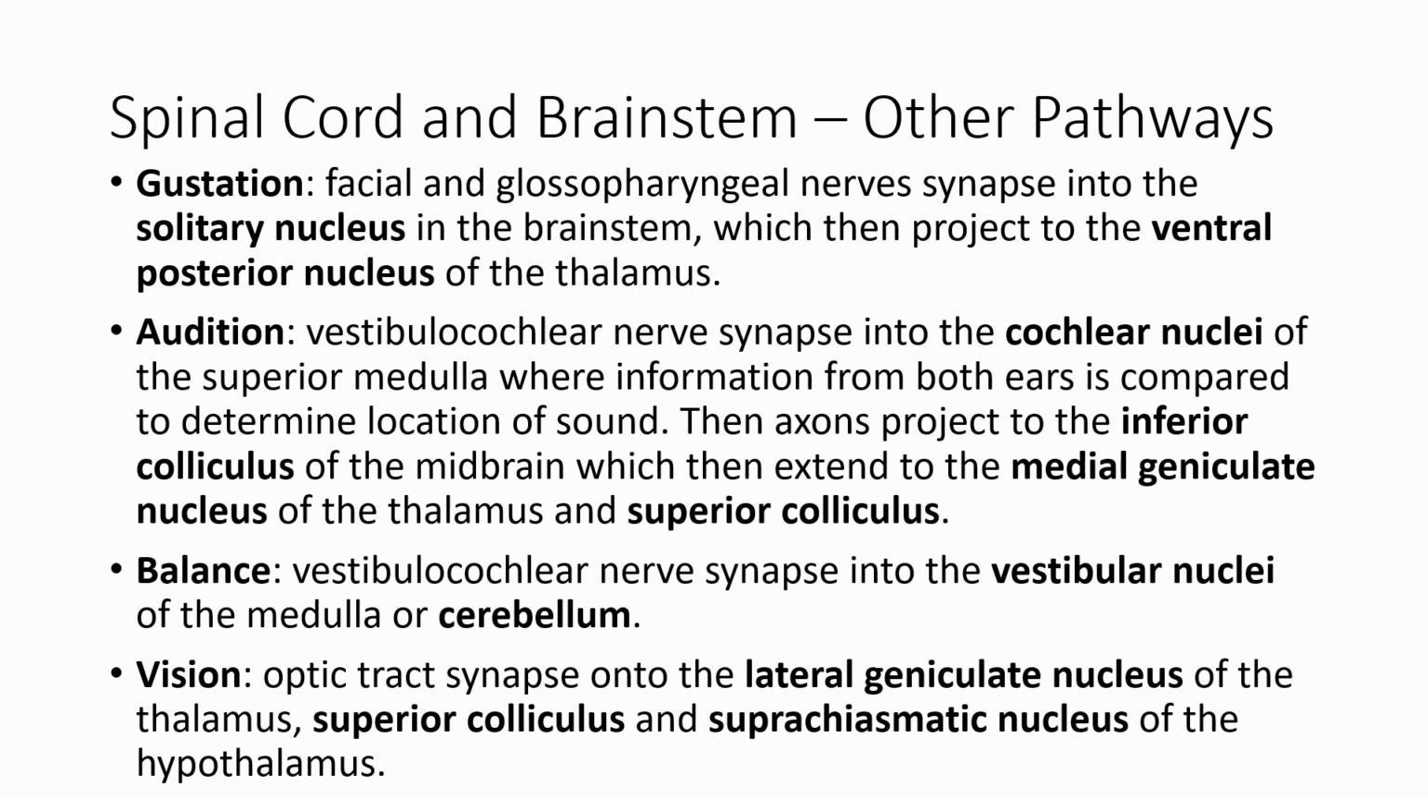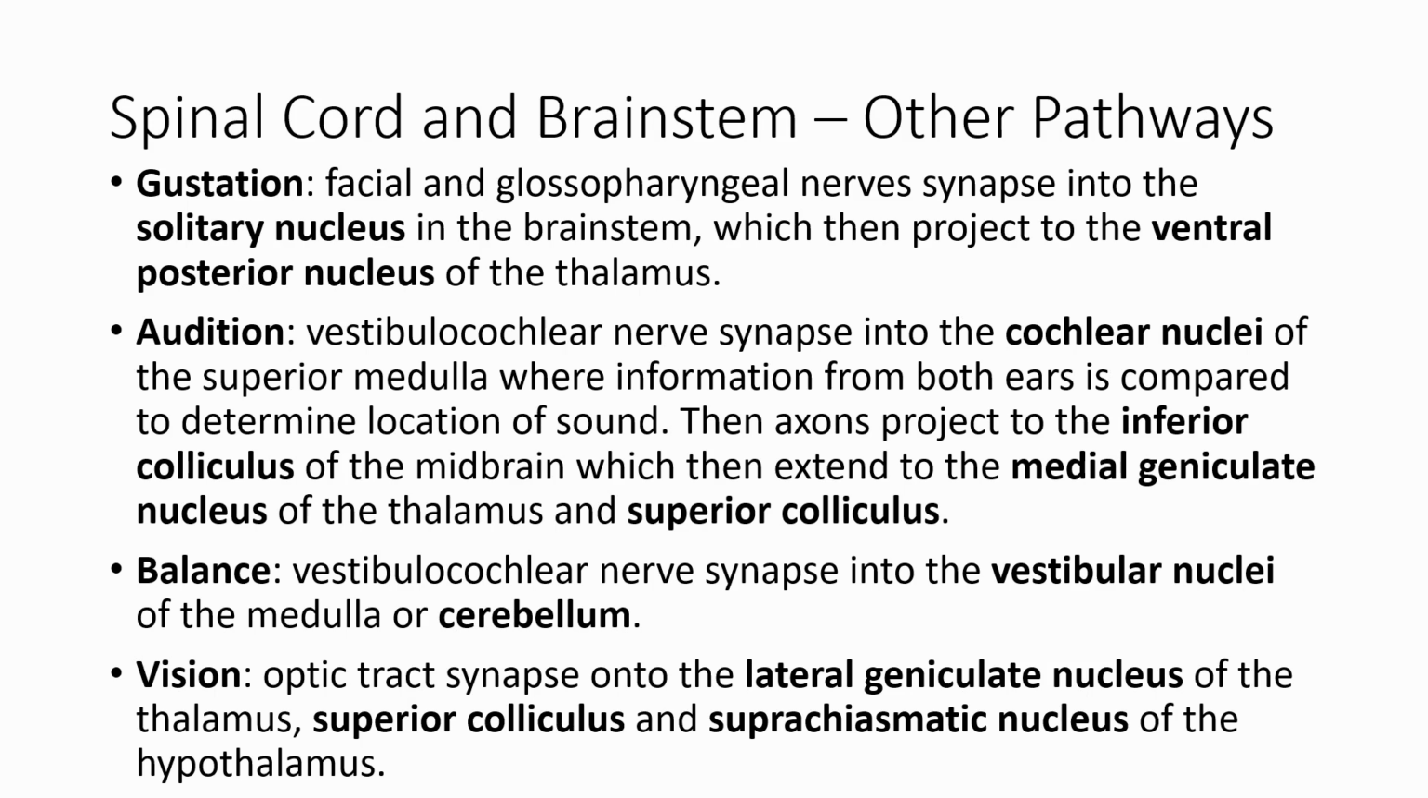Now, in terms of other pathways, because, I mean, think about your sense of taste, your sense of hearing, your sense of balance, your sense of vision. How are all of these passing up, and how is their pathway looking? So with gustation, we have the facial and the glossopharyngeal nerves. They're going to synapse into the solitary nucleus in the brainstem, and then project to the ventral posterior nucleus of the thalamus. And remember, gustation is handled by that inner lobe, which is the insula.